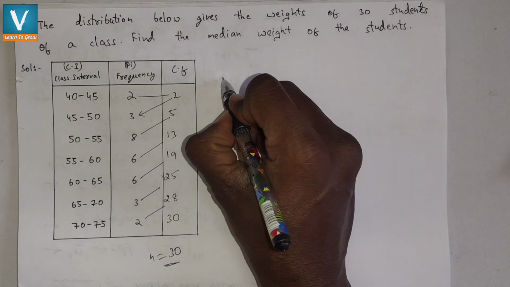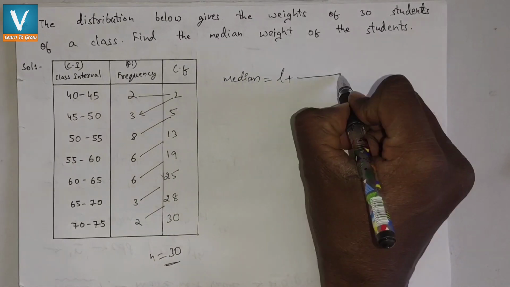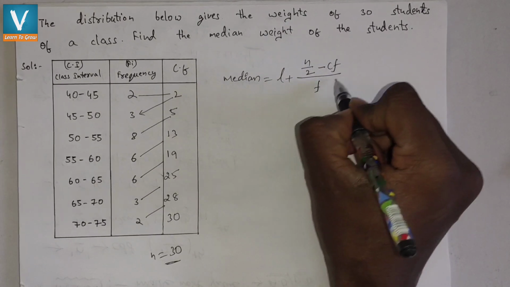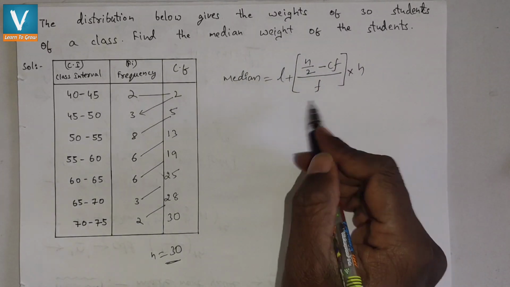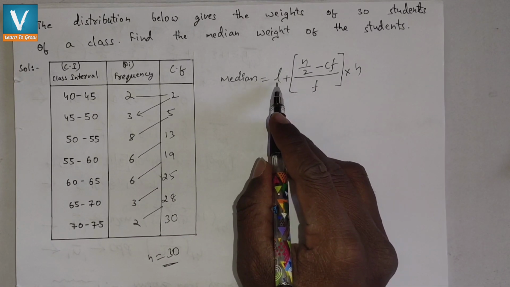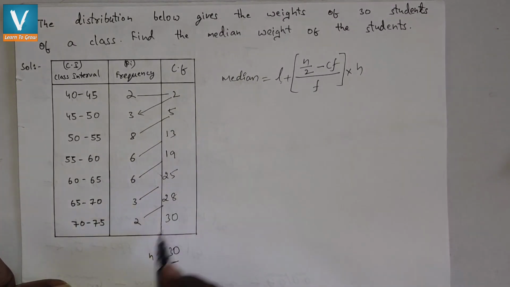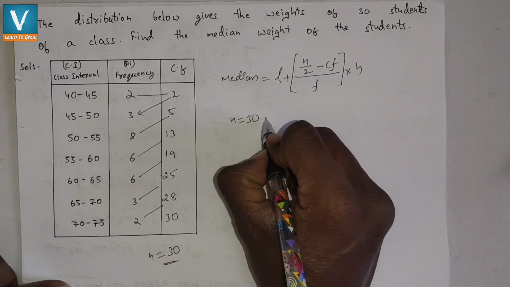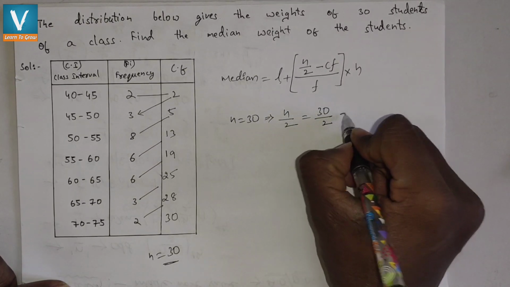Now we'll write the formula. Median equals L plus (n by 2 minus CF) by F into H. Now we'll identify each and every term. First of all, we have to know the value of the lower boundary. So, to find the median weight, n equals 30, which implies n by 2. N by 2 is 30 by 2, which equals 15.